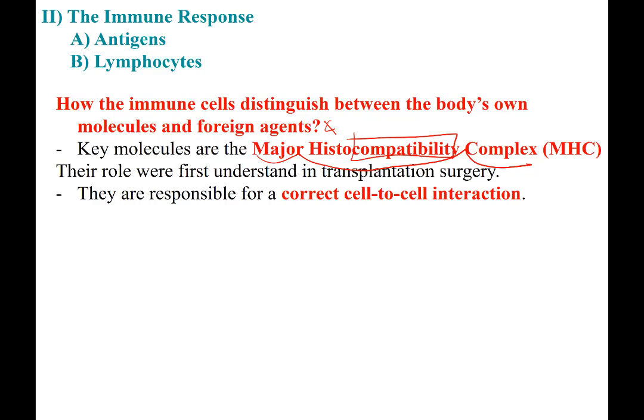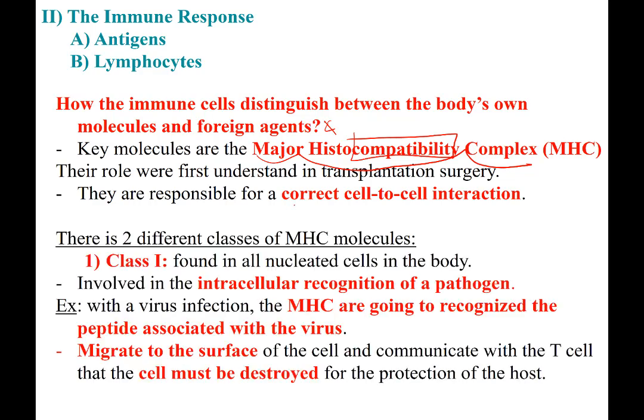MHC system. There are two different types. We call that the correct cell-to-cell interaction. I forgot to say that. When you say correct cell-to-cell interaction, it is basically for the immune system to recognize what's part of me, what's part of my immune system, and what is a foreign system. Recognizing viruses and recognizing bacteria. There are two classes. The class 1, MHC class 1, is the one that we can recognize inside of our own cells. So intracellular signaling, intracellular recognition system.